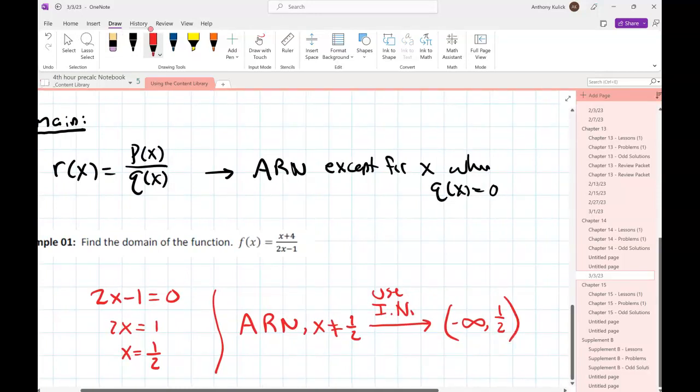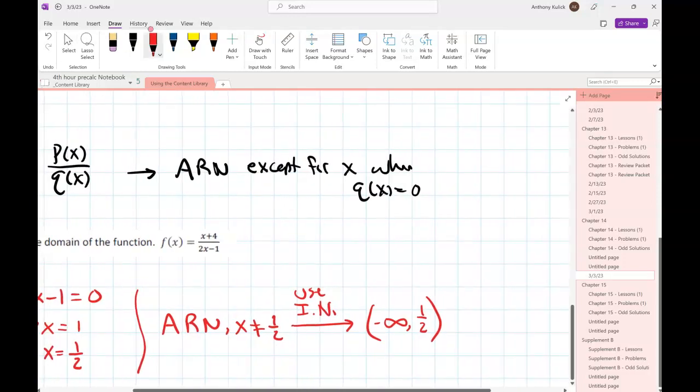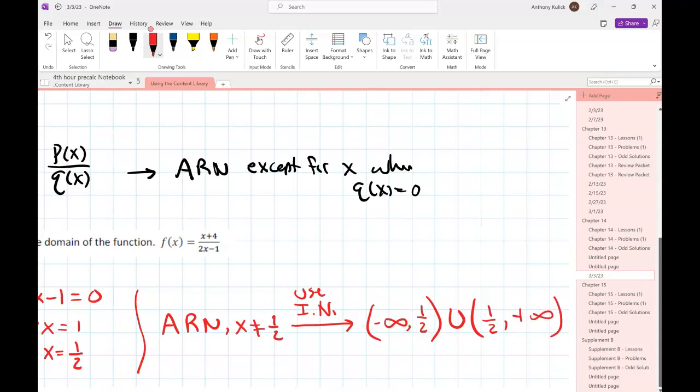And we'll use a parenthesis on the 1/2 to indicate that the 1/2 is not included, right? That's what the parenthesis means. What did the bracket mean? That it would be included, right? But we don't want to include 1/2 because we know that it's not in our domain. And we do the union symbol. And then where does our domain pick up? Well, 1/2 to positive infinity.